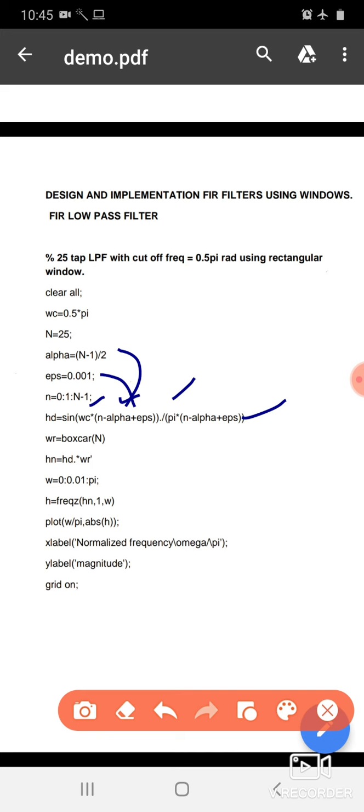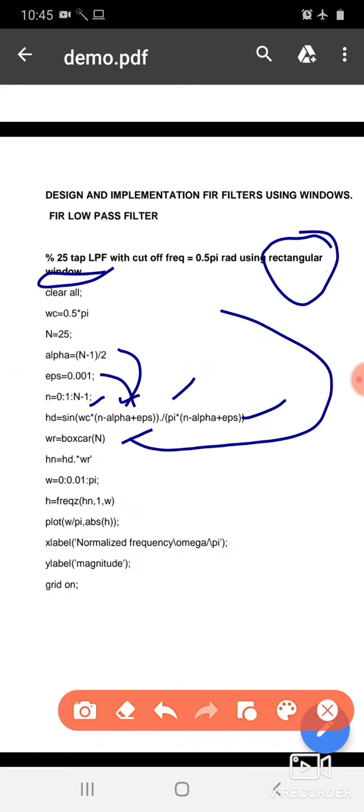Next, to represent a rectangular window function, we are going to use this command, that is omega r equals boxcar. This function is going to do the rectangular window function, for which we go based on n.